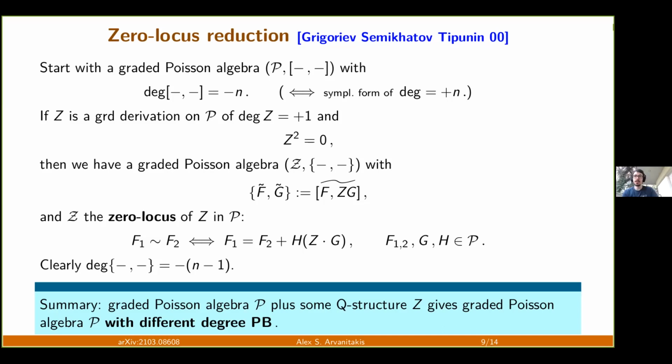Actually, no, because I don't demand that F1 and F2 are closed with respect to Z. Okay, I see. Okay, so it's quite different from a cohomological interpretation, in the sense of having some kind of product which you induce on the cohomology. Yes, indeed.